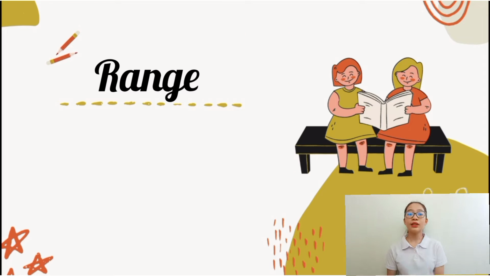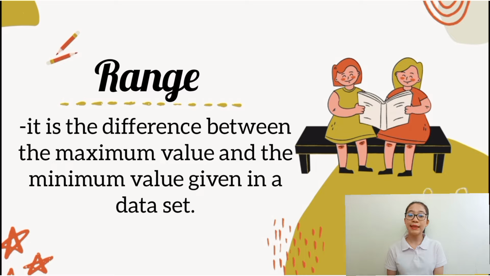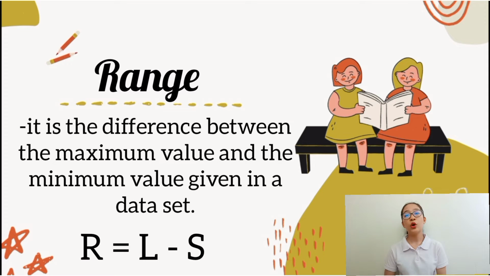Range is the most common and easily understandable measure of dispersion. It is the difference between the two extreme observations of the dataset. So, range is equal to L minus S, where R stands for range, L stands for the largest value, and S is the smallest value.